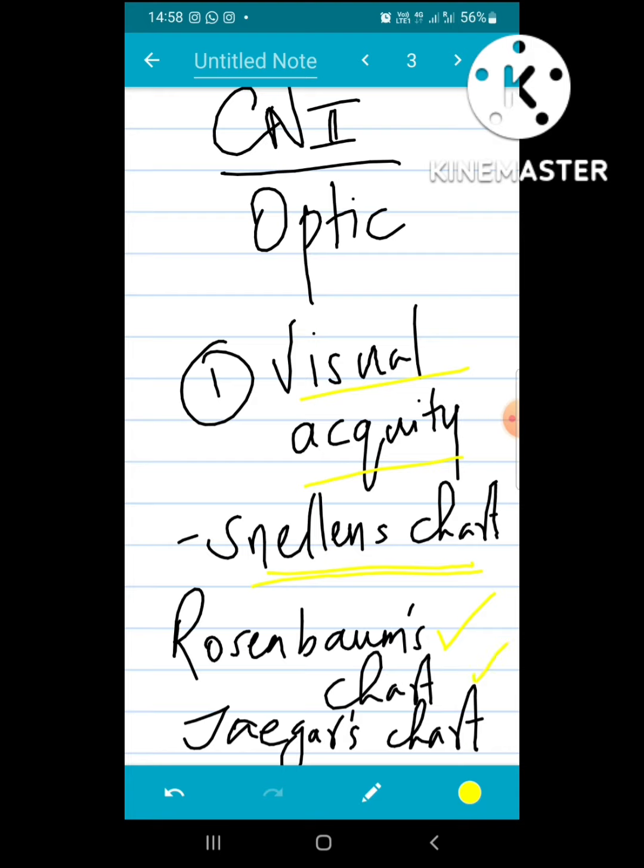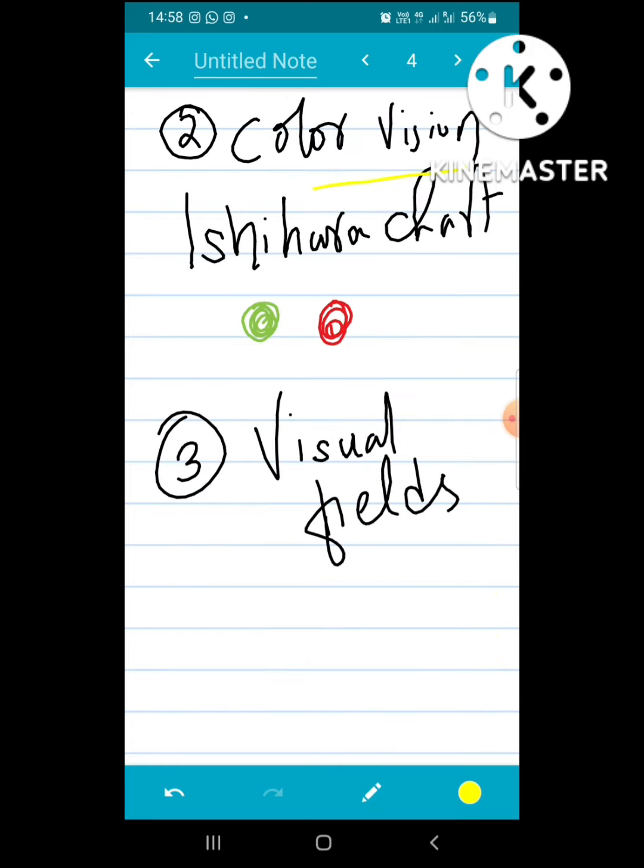The next thing is color vision. The second thing that you have to check in the optic nerve is color vision. For checking color vision, you will look at the Ishihara chart. Red and green are the most common colors that a colorblind person cannot distinguish.